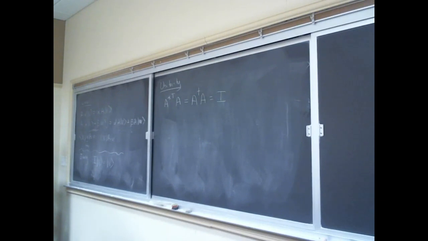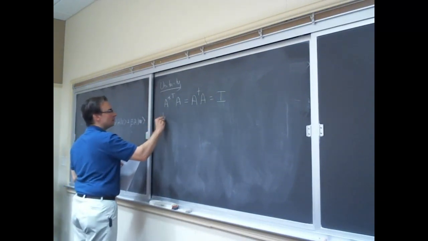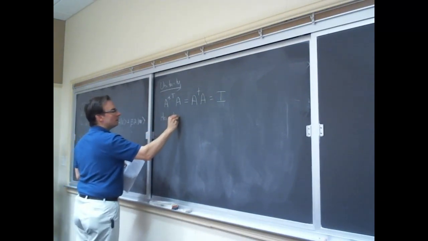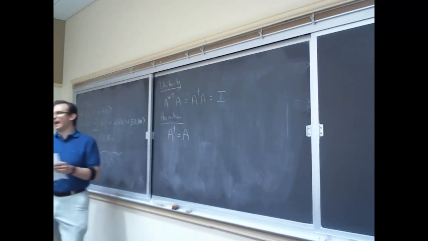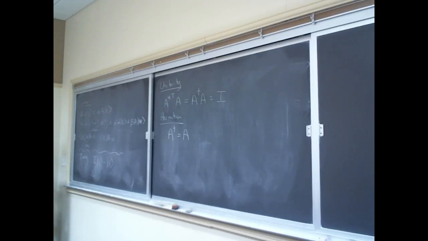All right, so a matrix is Hermitian if A dagger equals A. That is, if you do the adjoint operation, you get back the same matrix that you started with, then it's a Hermitian matrix.